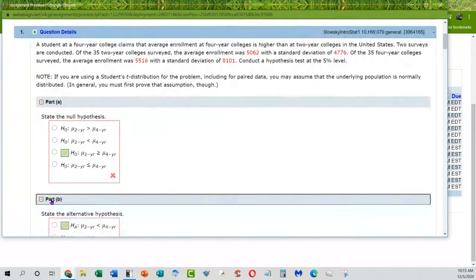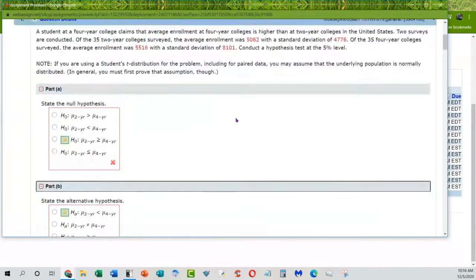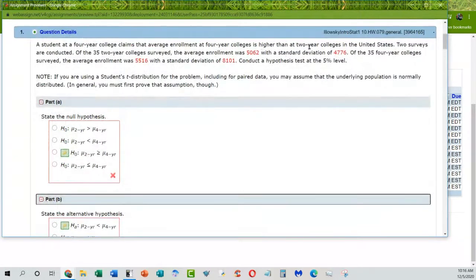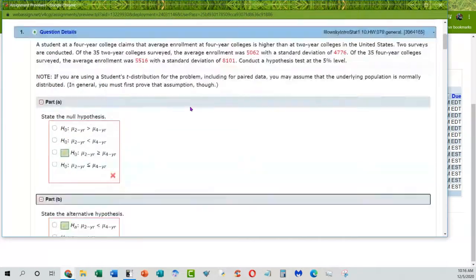The null hypothesis has to have an equal sign. Because this is greater than, they say four-year colleges are greater than two-year colleges. Then in the question, they turn it around, so two-year colleges are less than four-year colleges. That's our null, so our alternative has to have everything else. The alternative is going to have greater than or equal to. That's why it's this one. But that's what you're going to look for.